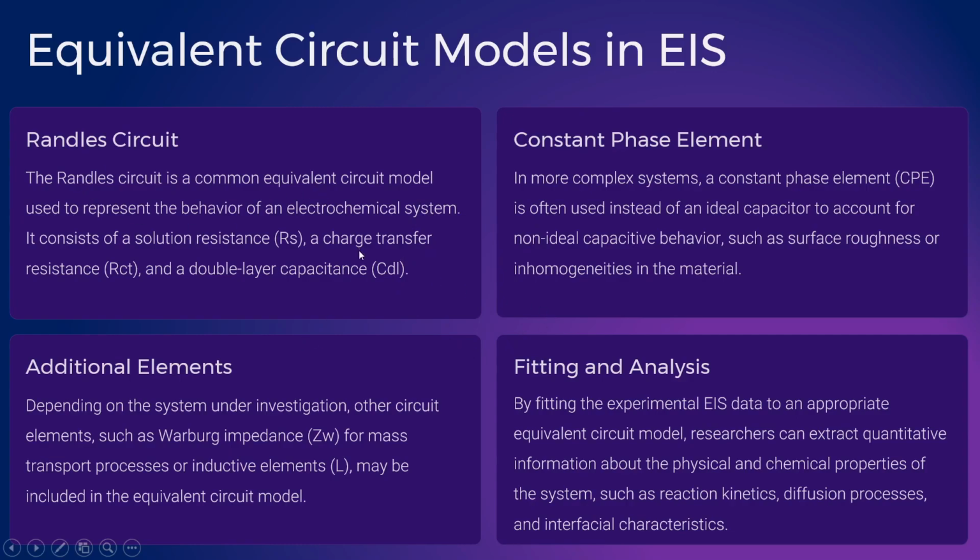So there is a circuit that is mostly followed, that is the Randles circuit. A Randles circuit is a common equivalent circuit model used to represent the behavior of an electrochemical system. It consists of solution resistance, denoted by Rs, a charge transfer resistance, that is Rct, and a double layer capacitance, that is Cdl.